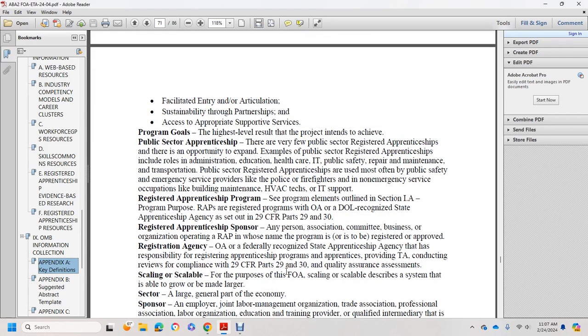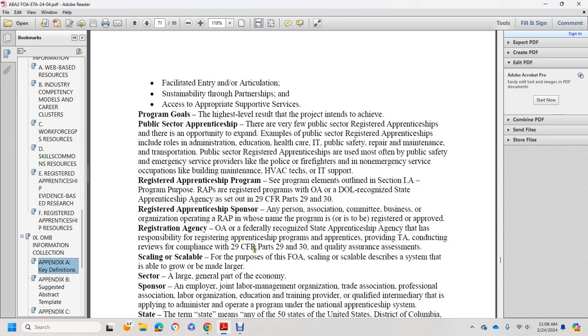See program elements outlined in Section 1A. The program purpose of registered apprenticeship: registered programs of the Office of Apprenticeship and Department of Labor-recognized state apprenticeship agencies are set out in Title 29 CFR Part 29 and 30. Registered apprenticeship sponsor: any person, association, or committee, or organization operating a registered apprenticeship program, in whose name the program is to be registered or approved. Registration agency: the Office of Apprenticeship or a federally recognized State Apprenticeship Agency responsible for registered apprenticeship programs and apprenticeship, through technical assistance and conducting reviews for compliance with Title 29 CFR Parts 29 and 30 for quality assurance assessment.